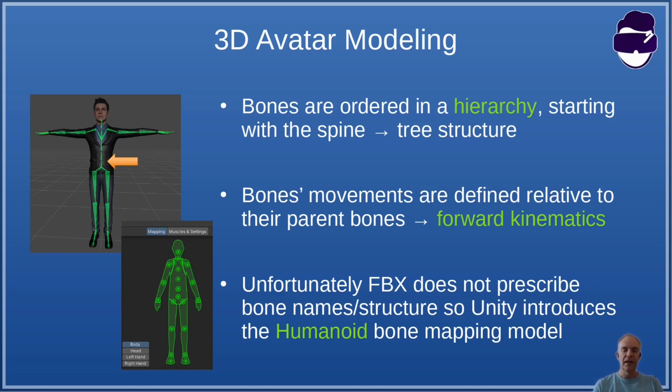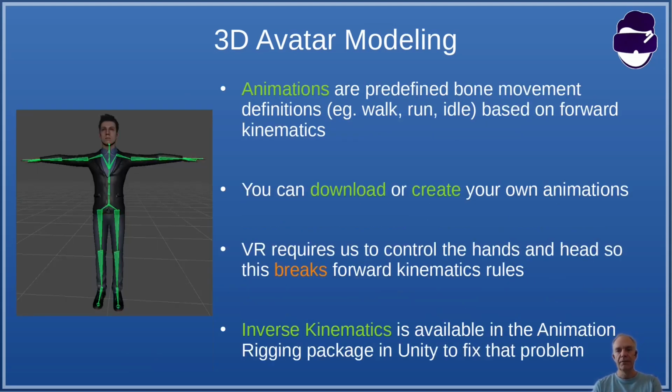Now, unfortunately, the FBX structure does not prescribe what the bone names need to be. So Unity has introduced what we call a humanoid bone mapping model. We will come back to that when we go into the build phase, where in Unity you need to define how the FBX model is mapped to the human bone structure. Now, animations are predefined bone movement definitions, and all of these animations are based on forward kinematics.